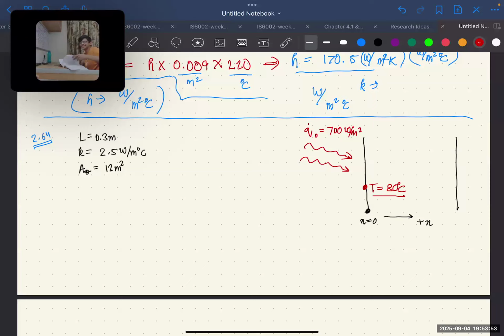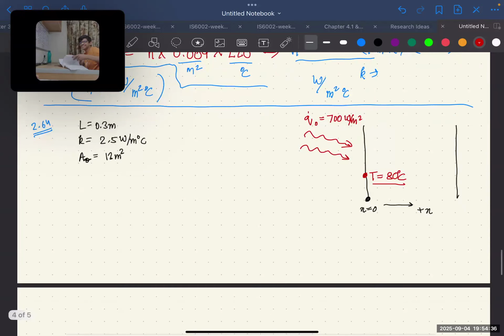This is a tricky problem. Please be careful. I mean, not very tricky, but you must know the concepts to solve it. I did not cover this concept during my recap of week 1 and week 2, so I'll be covering it right now during this problem. It says assuming constant thermal conductivity and no heat generation in the wall, express the differential equation and the boundary conditions for steady one-dimensional heat conduction through the wall.